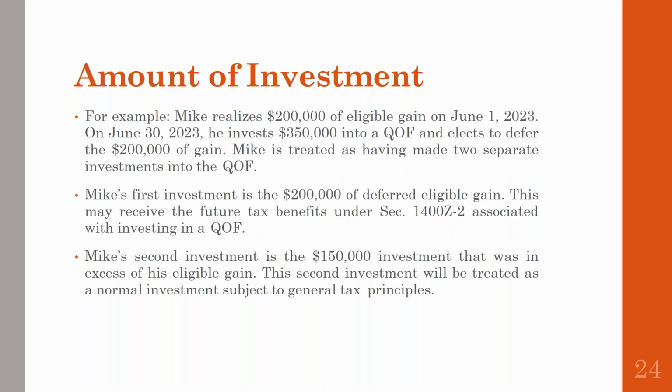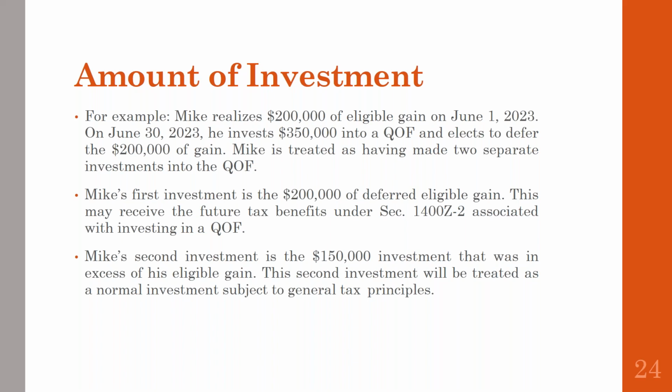All right, so as an example, if Mike has a $200,000 eligible gain on June 1st of this year, and on June 30th he invests $350,000 into the QOF, and he defers the $200,000 of gain, he's going to be treated as having made two separate investments into the QOF. The first is the $200,000 investment, which is the deferred eligible gain, right?